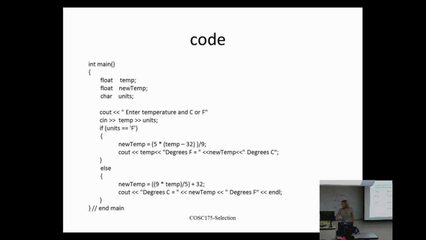But here's the code. I asked for the temperature, and I asked for the unit. So they're going to enter 100 degrees Celsius, 40 degrees Fahrenheit, whatever. If they enter an F, what type is units then? Character. If they enter an F, then I'm going to do this calculation and print out the converted temperature. When am I going to get here? Well, not Celsius, but what are they entering, what type is units? Yeah, so if they enter a C, I'm going to get here.